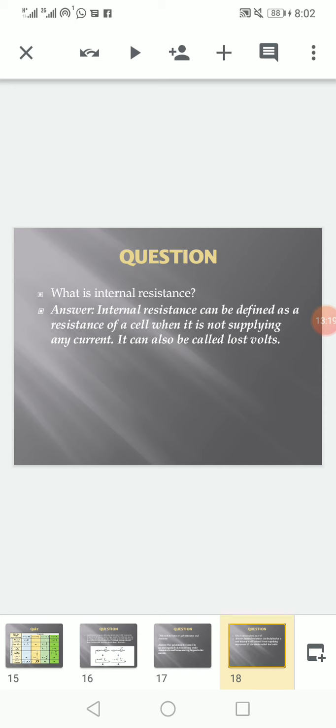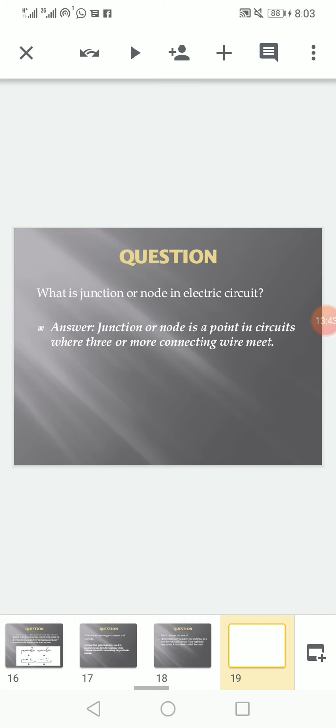What is internal resistance? Internal resistance can be defined as the resistance of the cell when it is not supplying any current. It can also be called the lost volt. So another name for internal resistance is what? The lost volt. Internal resistance is often represented with small letter r, while big letter R stands for resistance, and small letter r stands for internal resistance.